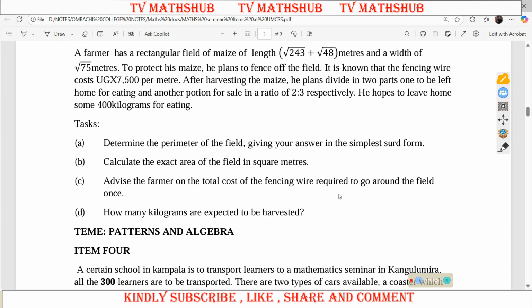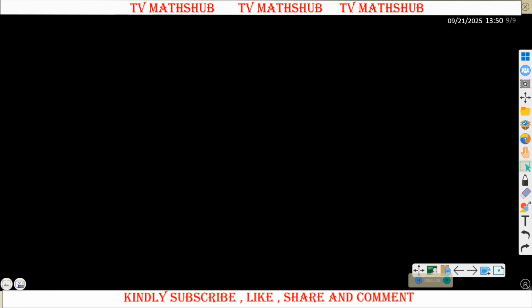So let us look at the required responses. But to look at the required responses, we must first of all interpret or put this information in the mathematical notation. Part 1, we need the perimeter of the field. So looking at the given information, we have the length of the field, we have the width of the field, so we can easily get the perimeter of the field. So let us first of all have our information.